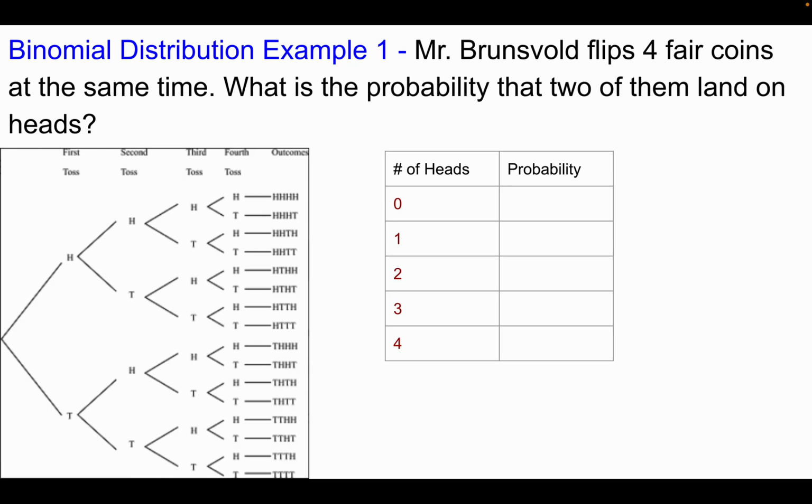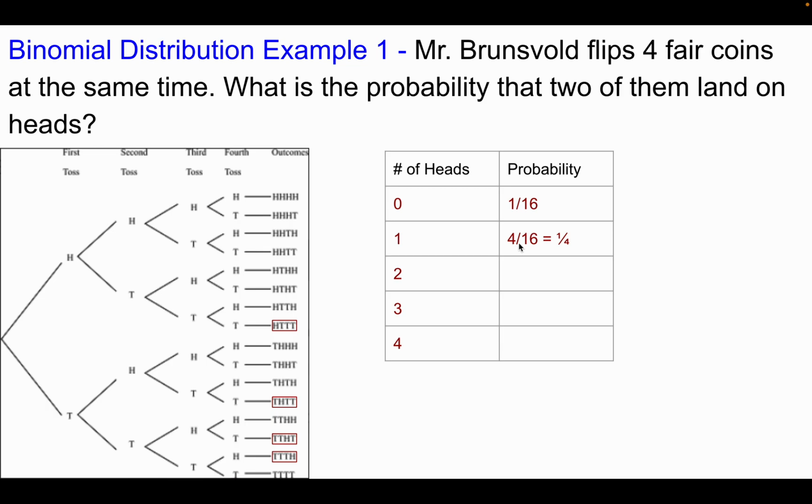Okay, so to get 0 heads, there's only one way to do that, right? That's when you get 4 tails. There's only one possible outcome for that, so you have a 1 in 16 chance of getting 4 tails. Actually, now I'm not sure that I said that right. You have a 1 in 16 chance of getting no heads.